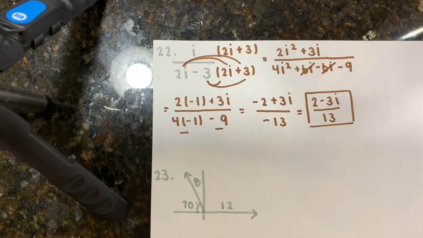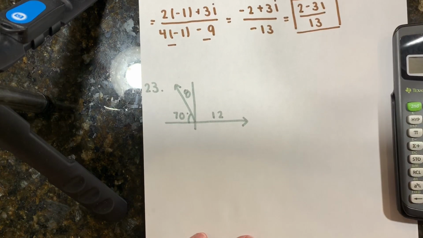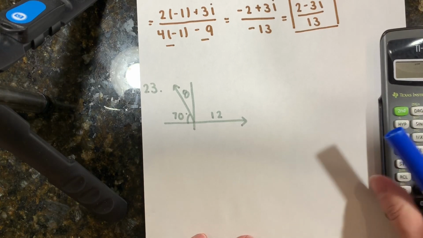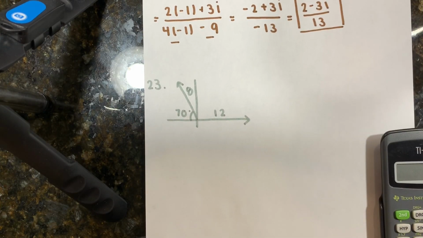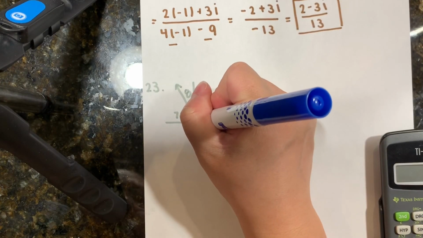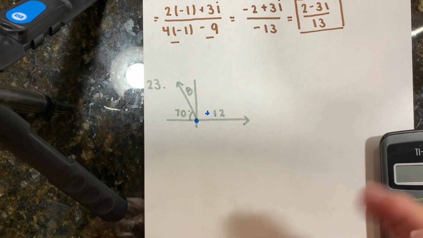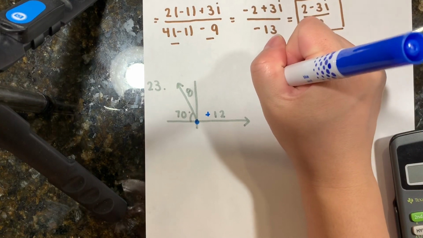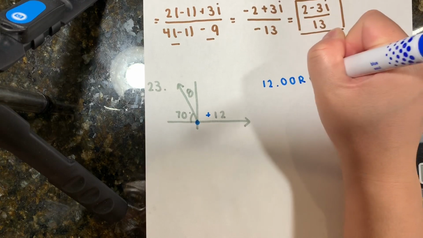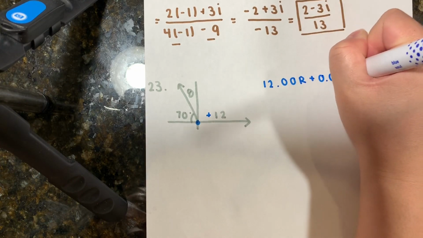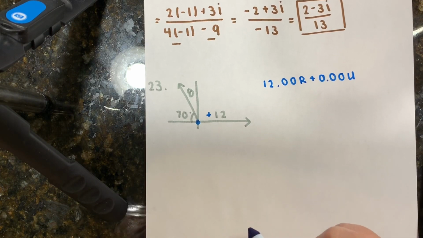The final problem that we're going to do is number 23, and that's going to require us to use our calculator, so make sure you have that calculator out. Now the first one is this line that's moving to the right of the origin. So it's going in the positive direction on the x-axis, which means that gives us positive 12.00r and then plus 0.00u, because it's not going up or down, it's just going to the right 12.